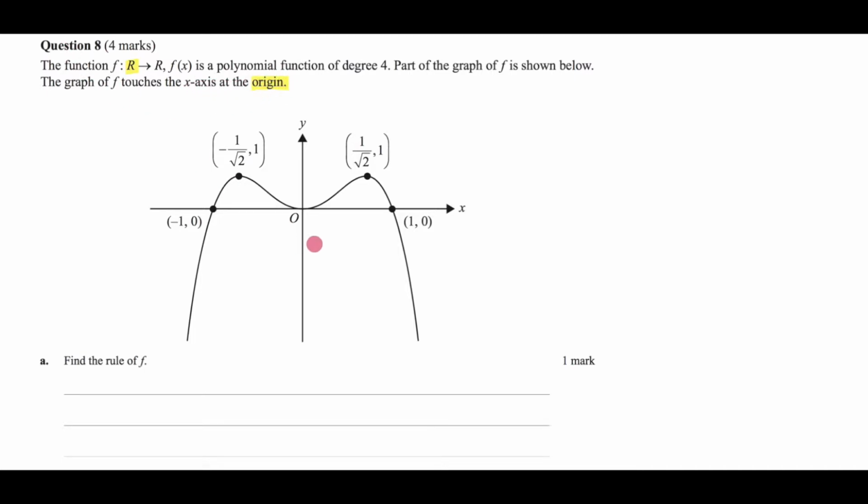So the first thing I would want to do is just come down here and put in that piece of information. I know it's going to touch at the origin right there. Okay, so this is my f of x. The very first thing that I need to do is write down the rule of f.